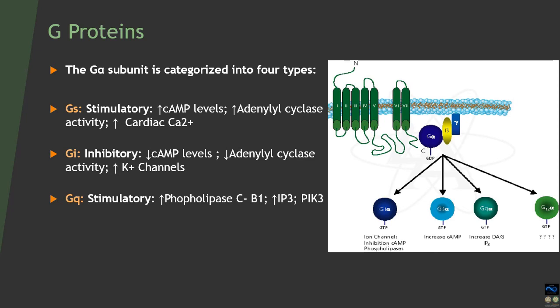Then there is another one which is stimulatory as well. It's called Gq. It is a special type of G alpha which leads to an increase in the expression of phospholipase C as well as phospholipase beta 1, which increases the second messengers IP3 and PIP3. What are these IP3 and PIP3? We will be discussing them separately in some other lecture. And then there is a fourth one, of which the function is unknown, but it is known that it affects the calcium channels and leads to increased expression of the calcium channels in the target cell.